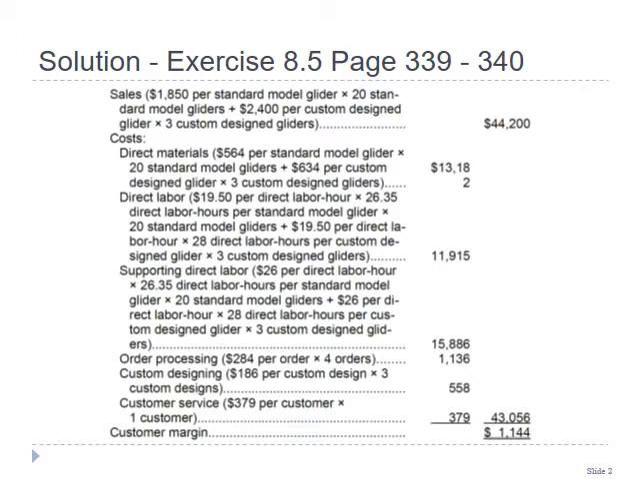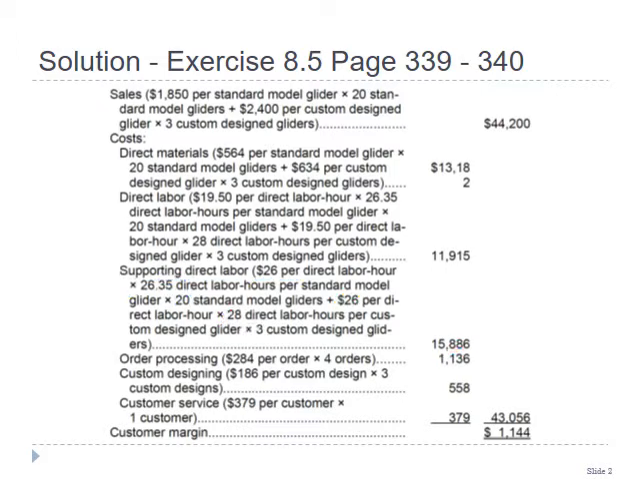And now the supporting direct labor. We know that the $26 per direct labor hour rate is multiplied by 26.35 hours, and we ordered how many? 20 gliders. Similarly, we ordered 3 custom designs. 28 hours are used to make one custom design, and the supporting direct labor rate is 26. So hopefully you understand where this 15,886 came from, right?